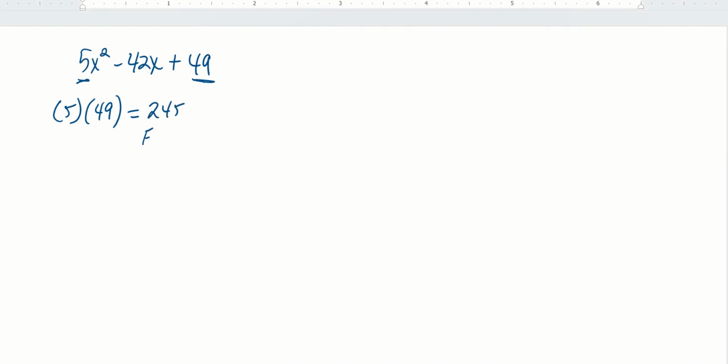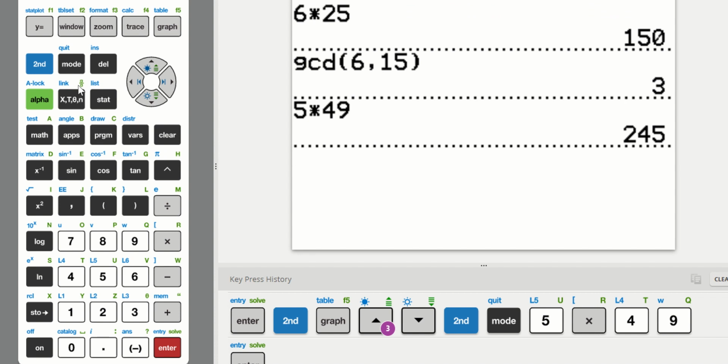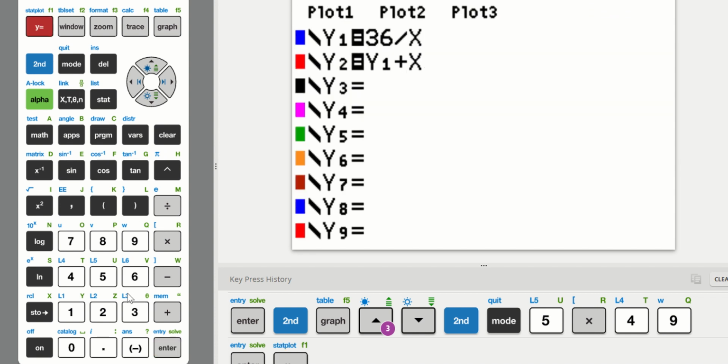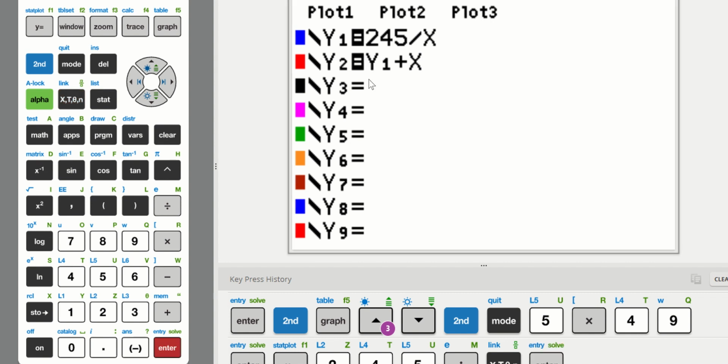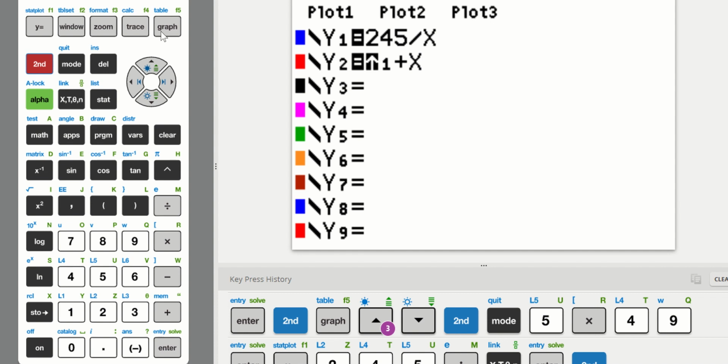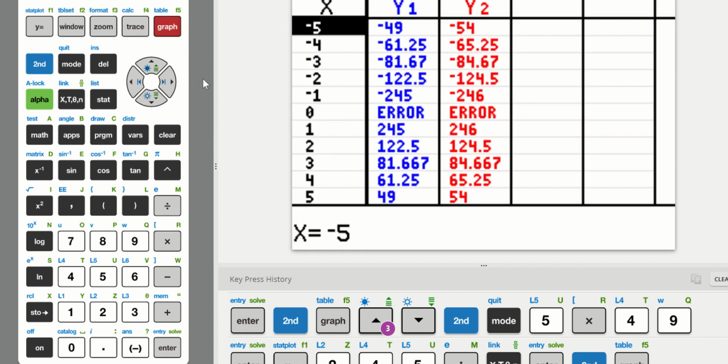So we need to find factors of 245 that add to the middle term. The middle term is -42. All right, so this isn't immediately jumping out at me. So I'm going to go to y equals, and I'm going to do 245 over x. Leave y1 plus x alone. And I'm going to go to second graph to get my table.